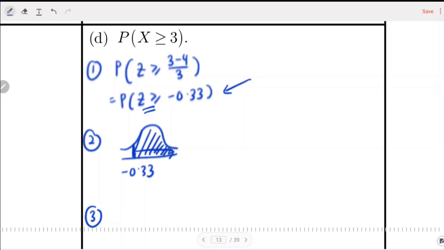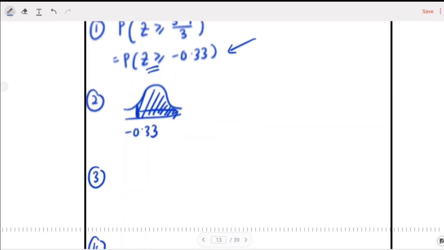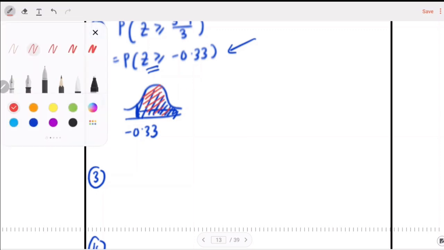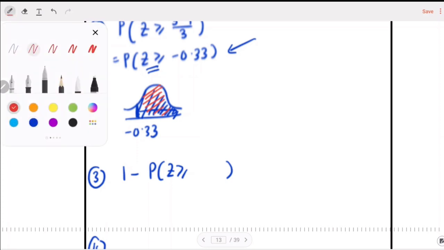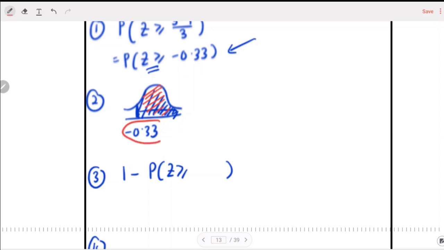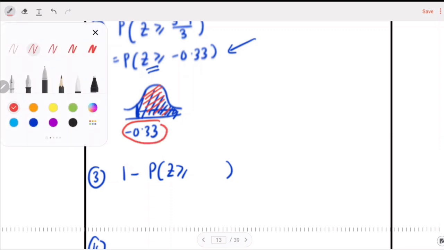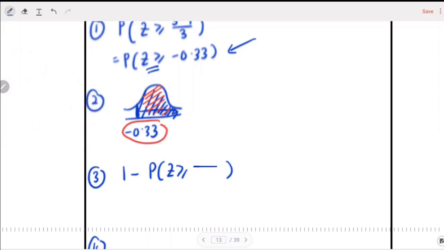The third step, identify whether we need to put 1 minus or not. So here, obviously, since we shaded fully the middle part of our bell shape, we need to put 1 minus, and always Z greater than or greater than equal. Right? And then take the value up here, but just take the positive one, which is 0.33. So that is our third step.